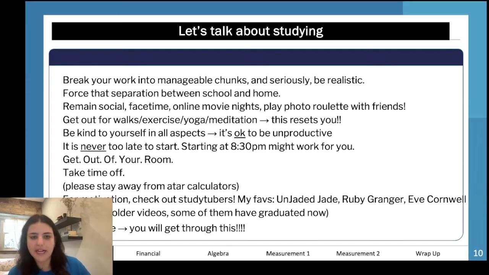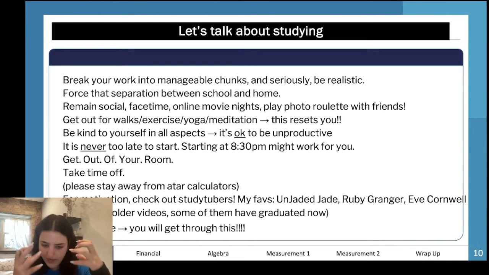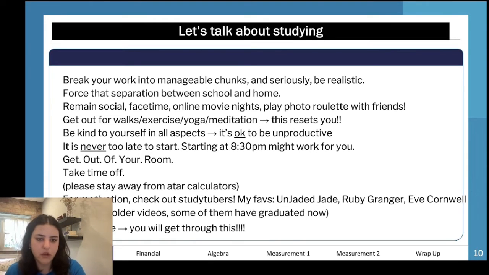As I said, you've got to get out of your room. You have to take time off. You can't just be sitting here stewing in your ATAR notes or whatever's going on mess. You need to get out of your room. I personally don't think ATAR calculators are super helpful depending on who the student is. They can be interesting. They can give you an idea within maybe 20 points, but they're not the end of the world. So if they're just stressing you out, stay away from them.